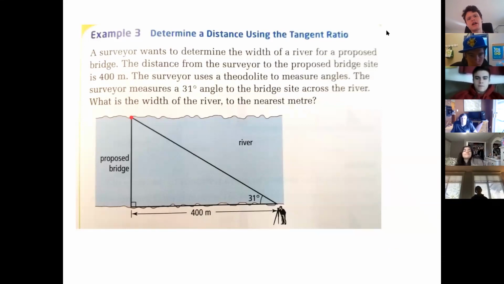So we've got a surveyor. He wants to determine the width of a river for a proposed bridge. The distance from the surveyor to the proposed bridge site is 400 meters. We can see that here.